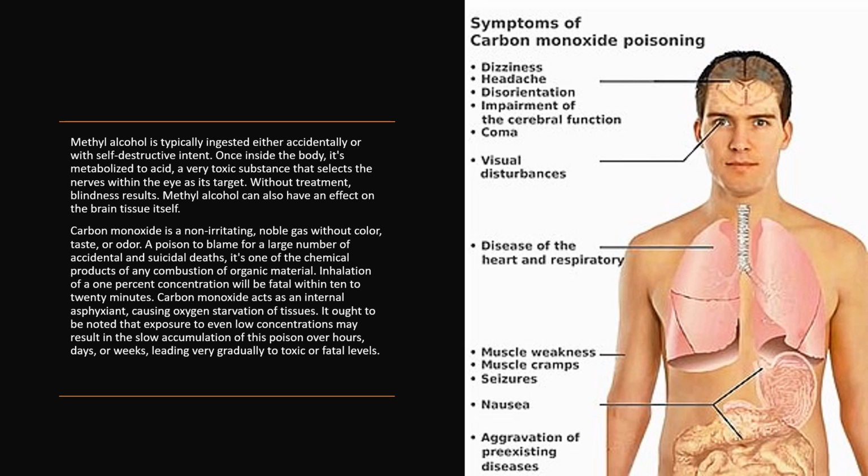Methyl alcohol is typically ingested either accidentally or with self-destructive intent. Once inside the body, it is metabolized to acid, a very toxic substance that selects the nerves within the eye as its target. Without treatment, blindness results. Methyl alcohol can also have an effect on the brain tissue itself.